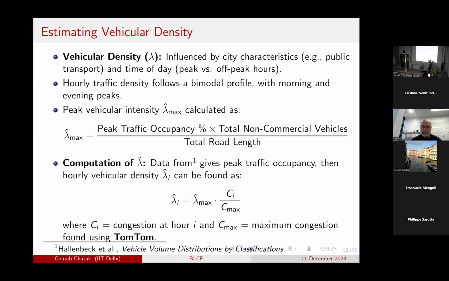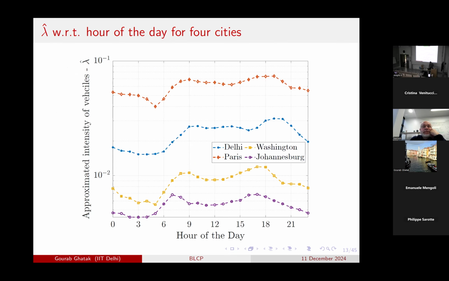Using that, we multiply the congestion time at a given hour by the total intensity of vehicles at its max, divided by the maximum congestion time that you observe. That will give you the intensity of the vehicles at a time of the day. So this will come back when we do our numerical analysis. Okay, so these are some kind of approximations that we reached with this philosophy. So we see the intensity of the vehicles as the hour of day goes, the unit is per meter.